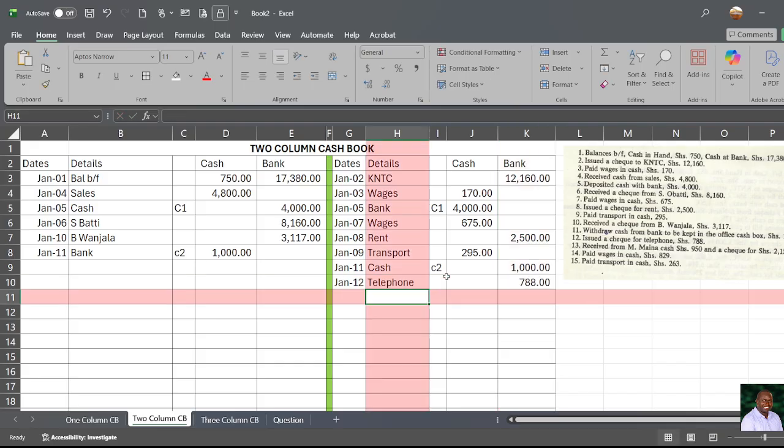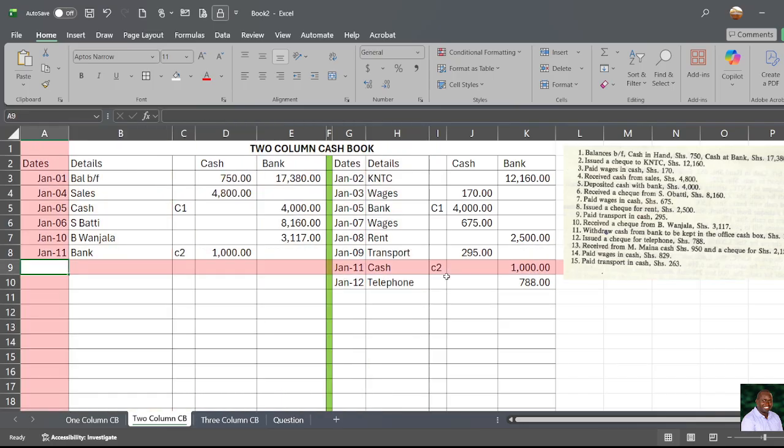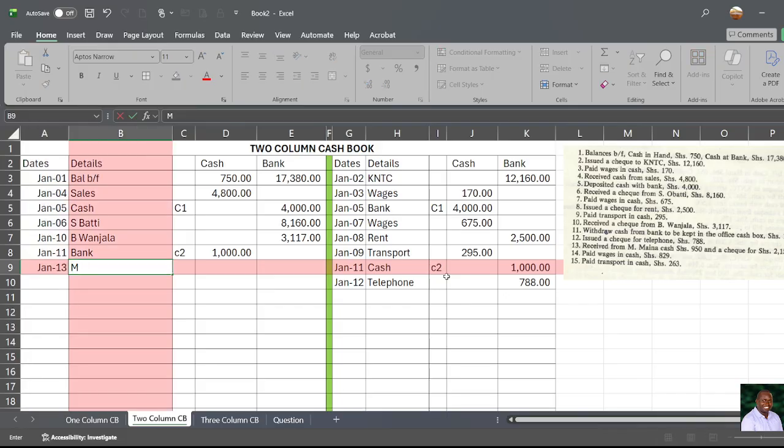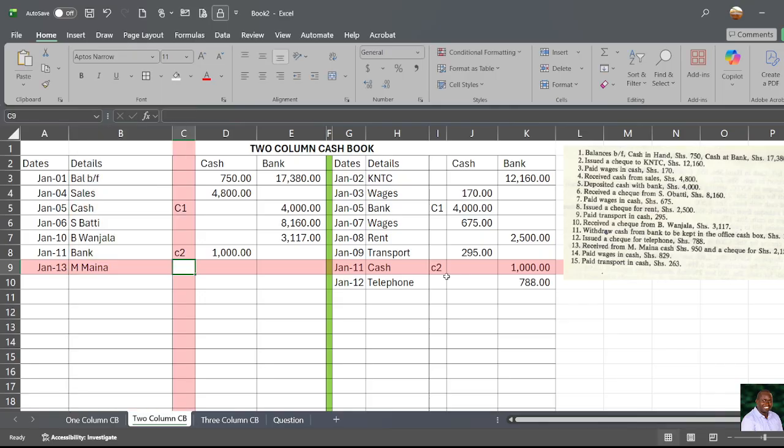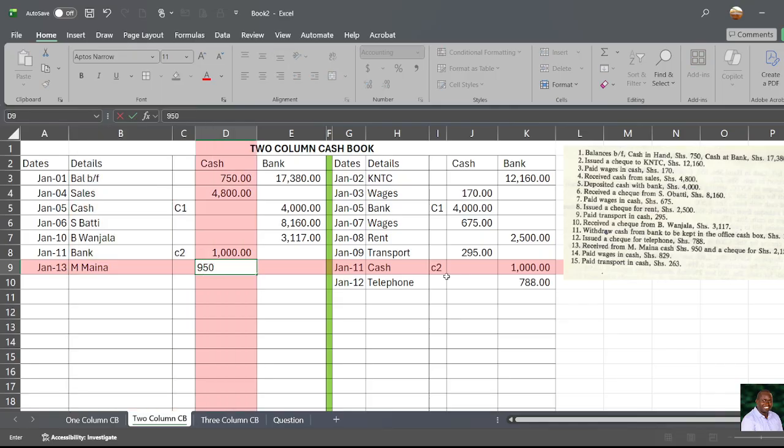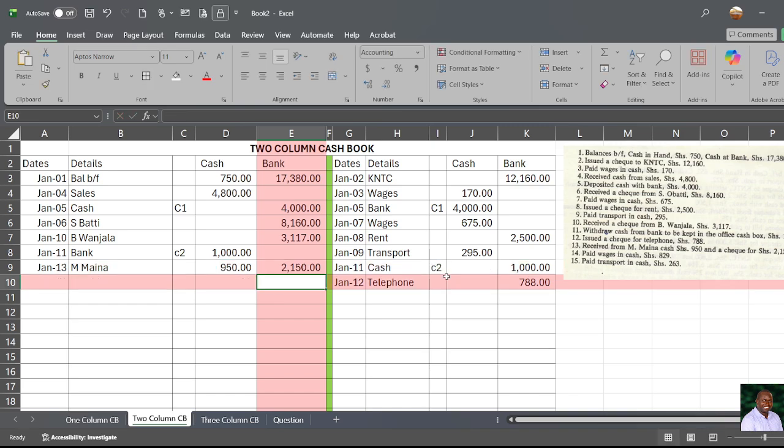On the 13th, we are told he received from M Minor cash and a check. January 13th, M Minor paid him money, and paid money twice. He paid in cash 950, and then another one, a check, 2150. Like when you go to a supermarket, you can pay with M-Pesa and cash: you pay with cash and the balance you pay with M-Pesa. So that is what would have happened on that day.